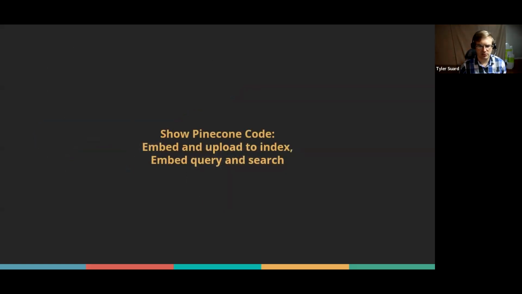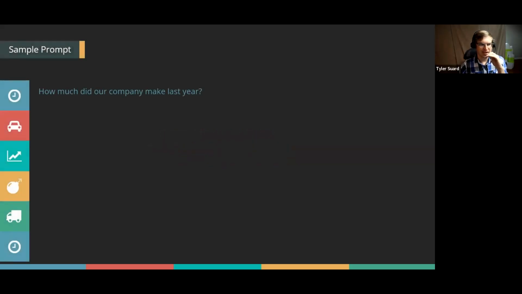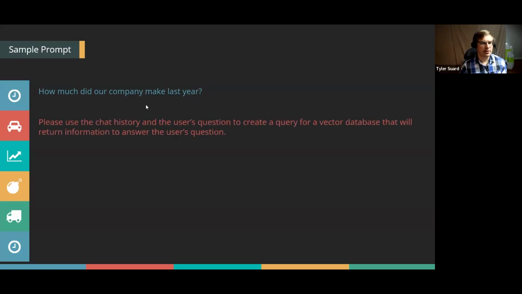Okay, we can look at the Pinecone code in a little bit, but here's an example of how the prompting works. Here's the question the user would enter into your chatbot: How much did our company make last year? But your chatbot doesn't really know the answer to that. So you run it through your own program and say, please use the chat history, if there was any, and the user's question to create a query for a vector database that will return information to answer the user's question. So you're using ChatGPT to generate a query. You don't have to do this, but I find it to be very effective.